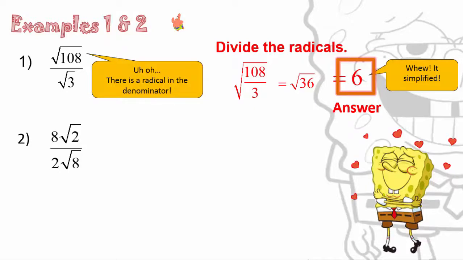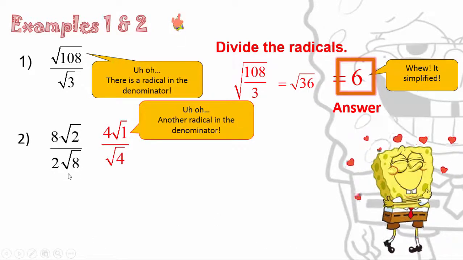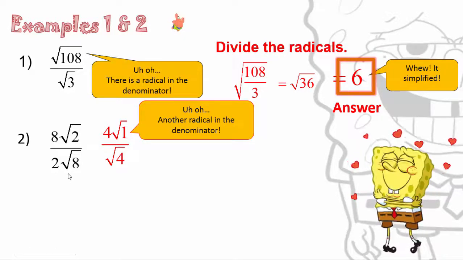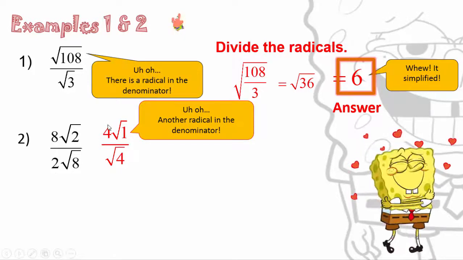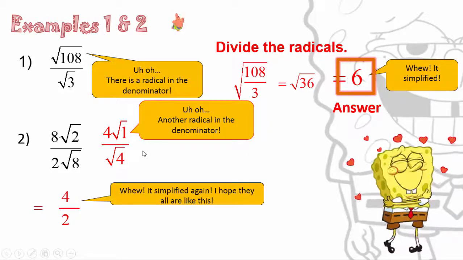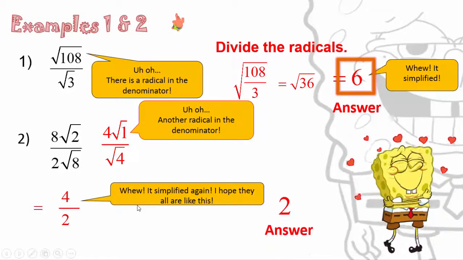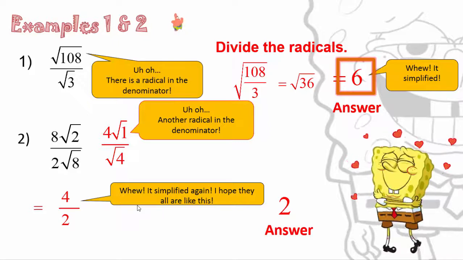Reviewing what we just did on the whiteboard, we found that there was another radical in the denominator. So doing some simplification, we had 1 square root of 1 over the square root of 4, and we were able to reduce that to 4 over 2, which gives us 2 as our final answer. Wow, we got rid of that radical in the denominator.